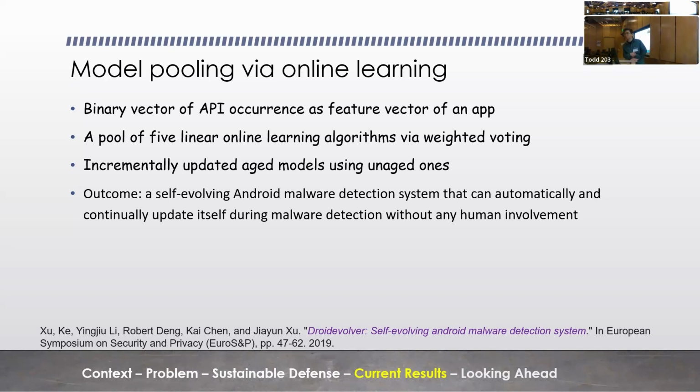And the key novelty of this paper is this idea of model pooling. So they built 5 online learning models, and they use weighted voting to consider which model plays a more important role than others based on some other observations. And if some of the models become aged, then they will use the less aged models to update the more aged model. So basically, those models in the pool are helping each other to get updated incrementally.